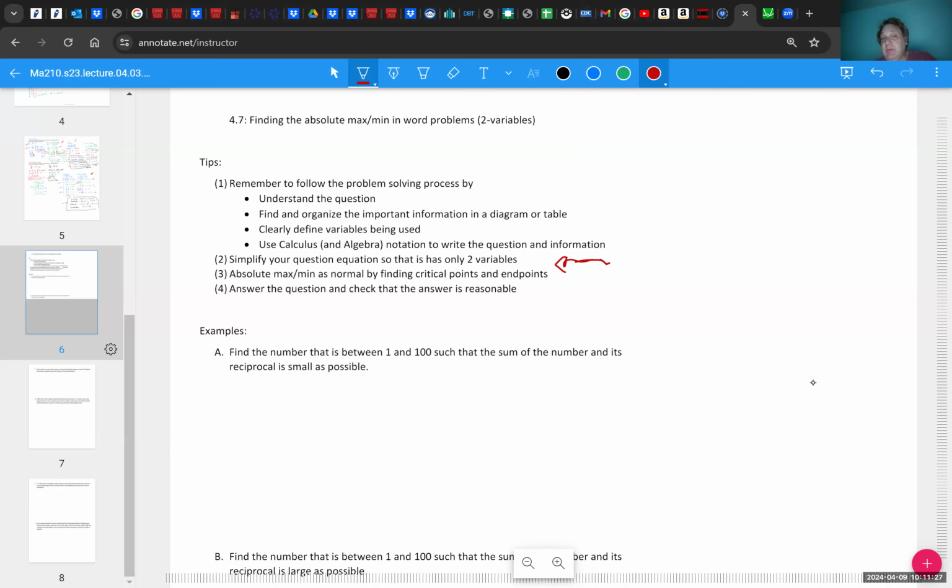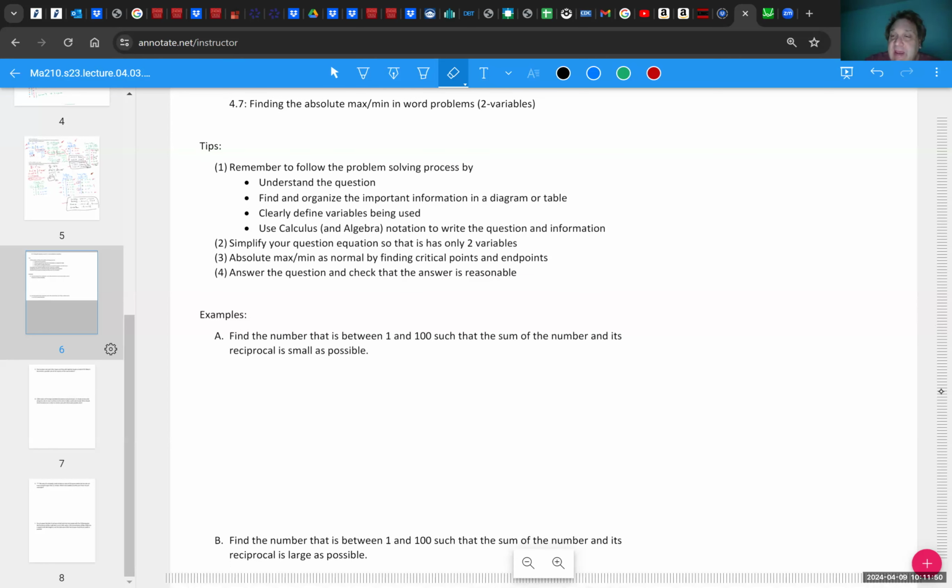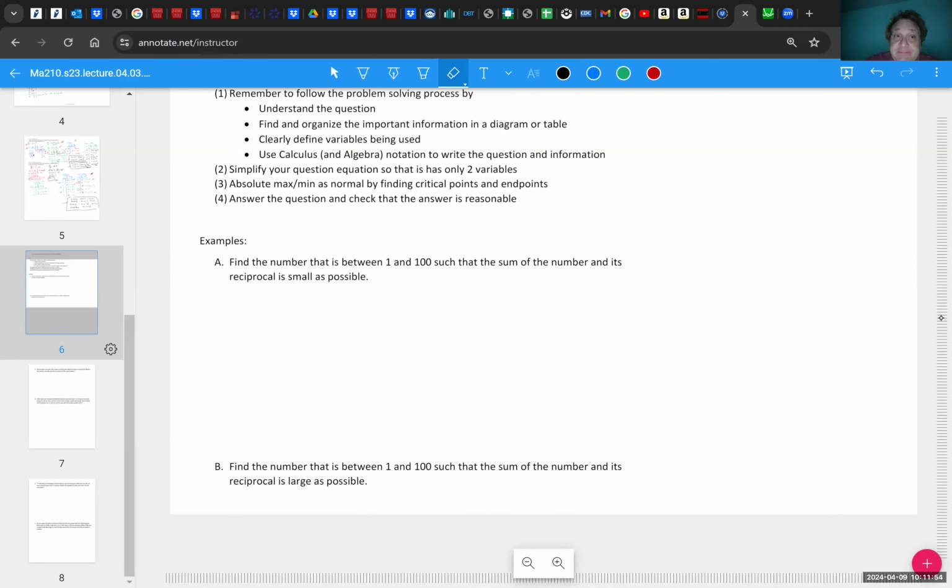Absolute max, absolute min, we're going to find by finding the critical points and endpoints, and make sure we also answer the question, because it's always painful when you do all the work and then you lose points because you didn't actually answer the question. So answer the question, make sure the answer is reasonable, and that would be how we do absolute max min word problems. All right, let's do some examples. We'll start off with some simpler examples, and we'll work our way up to some more complicated examples.